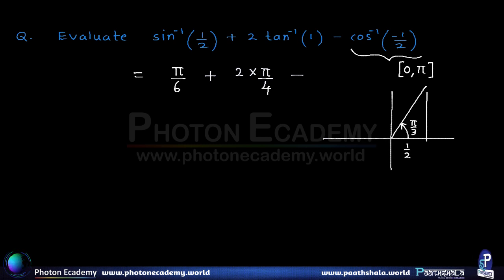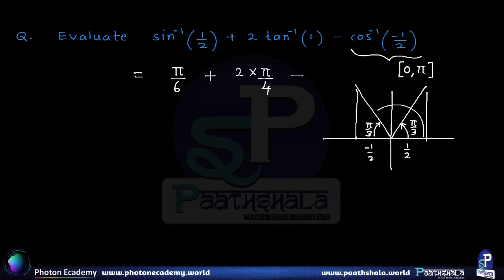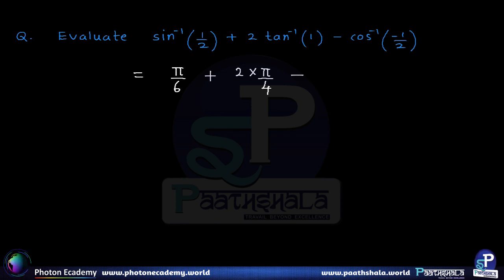But instead of plus 1 by 2, we want minus 1 by 2. Hence, we must have a symmetrically located angle. So it must be pi by 3 less than 180. Therefore, the whole angle, since we have to write it from the positive x-axis, is nothing but 2 pi by 3, that is 120 degrees. So cos inverse of minus 1 by 2 is nothing but 2 pi by 3.